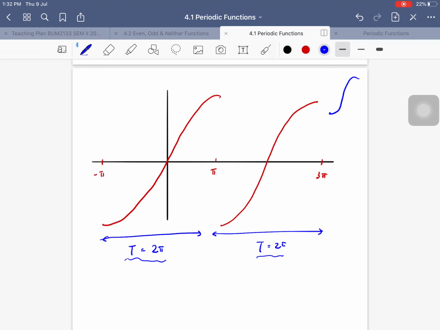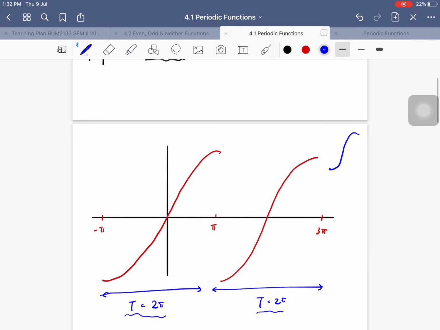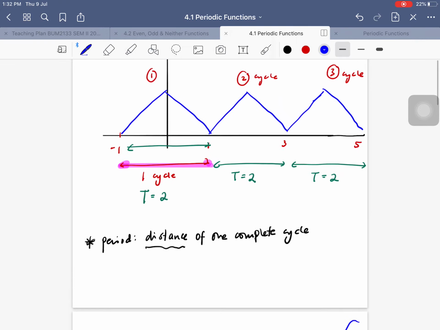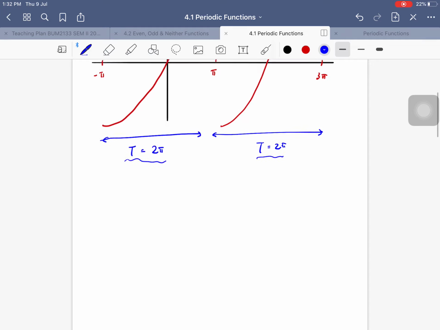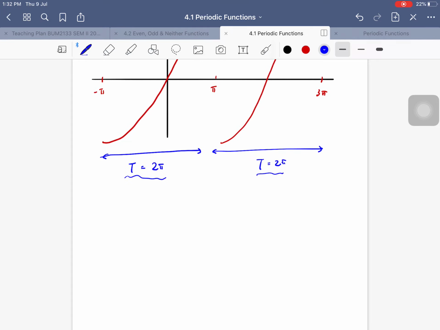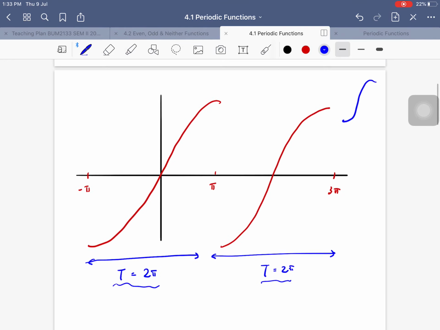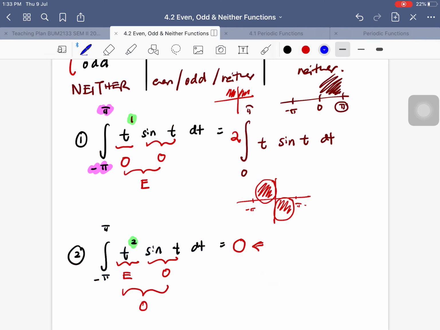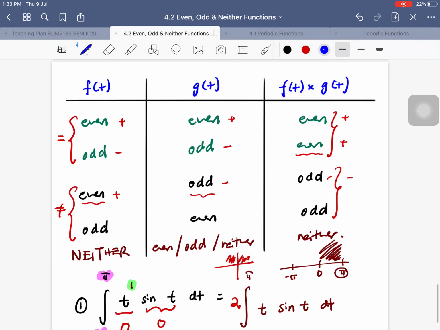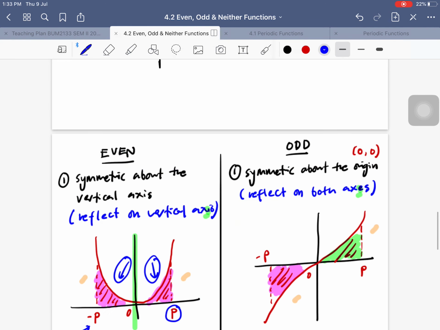Okay, so in this particular topic, you have to know how to sketch a periodic function. What is the reason for being able to sketch a periodic function? Because we want to be able to identify whether the function is even, odd, or neither in order to do our calculation in Fourier series. So let me refresh you a little bit on the case of even, odd, and neither, in case you have forgotten them already.